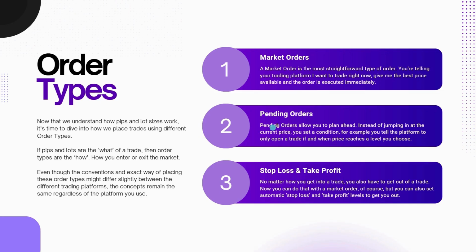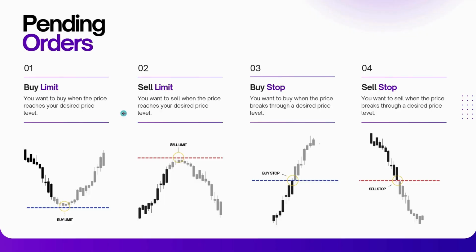The next order type is called pending orders. Pending orders allow you to plan ahead, if you will. Instead of jumping in at the current price, you set a specific condition that needs to be met first. For example, you are telling your trading platform to only place a trade if price reaches a level that you choose beforehand. There are 4 different types of pending orders, and they fall into 2 broad categories. The first category is limit orders, and the second category is stop orders.